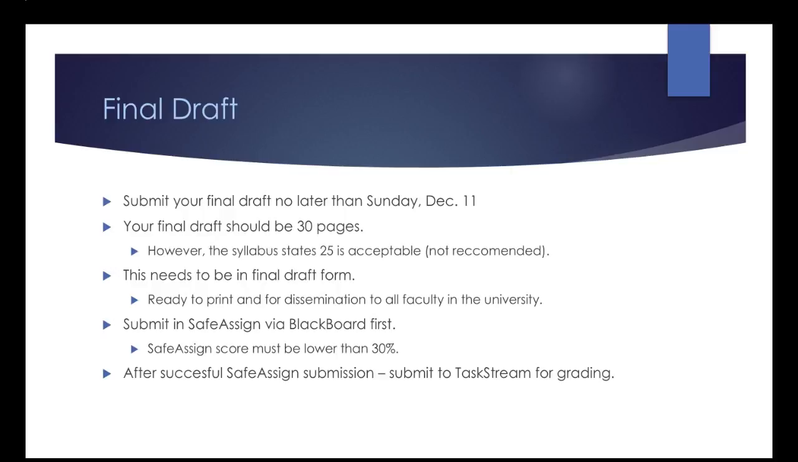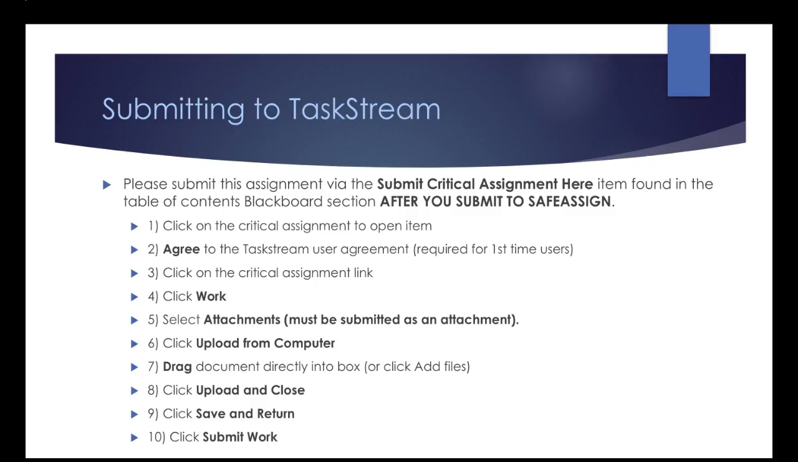Once the score comes back lower than 30%, you need to submit it to TaskStream. That's so I can grade it. I can only grade it once it's been in TaskStream. So you're submitting this paper in 2 places. Once on Blackboard through SafeAssign, and then the second place will be on TaskStream for grading. Remember, when you are submitting to TaskStream, there are a number of instructions you need to follow. You will only submit to TaskStream once you've submitted to SafeAssign successfully.